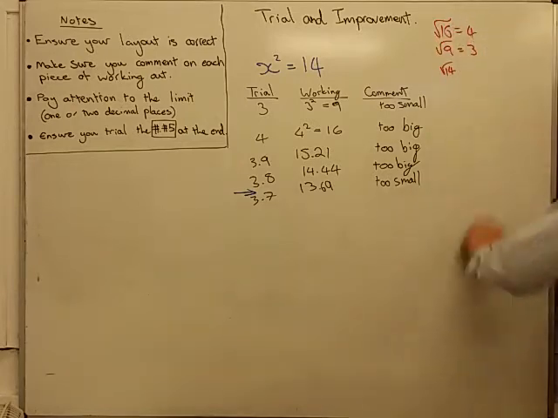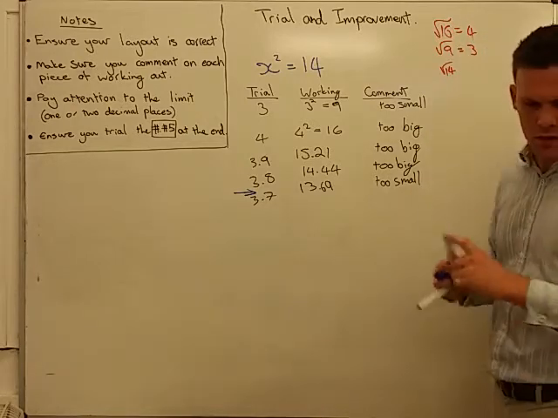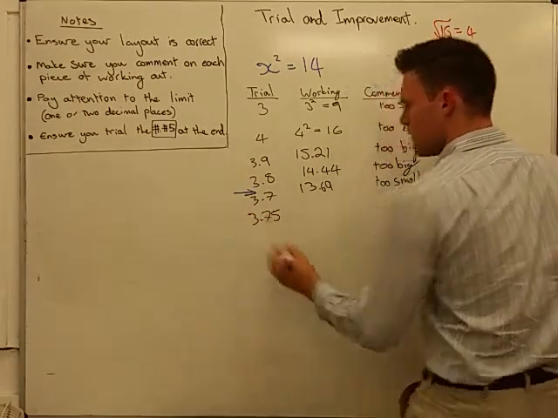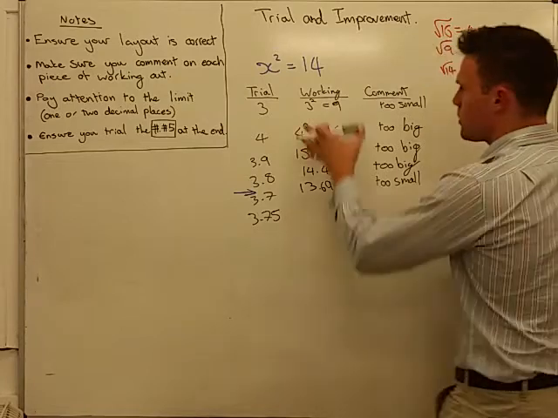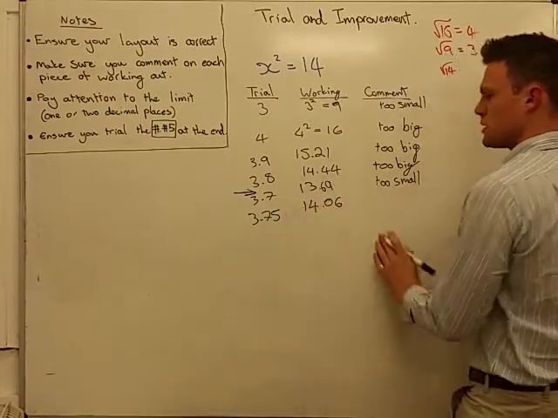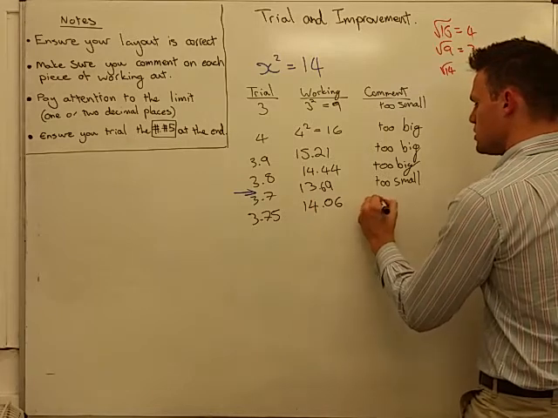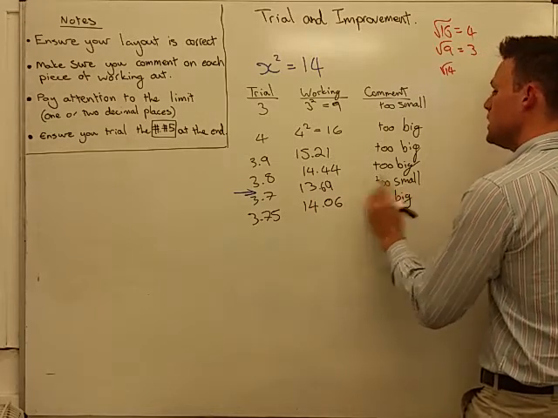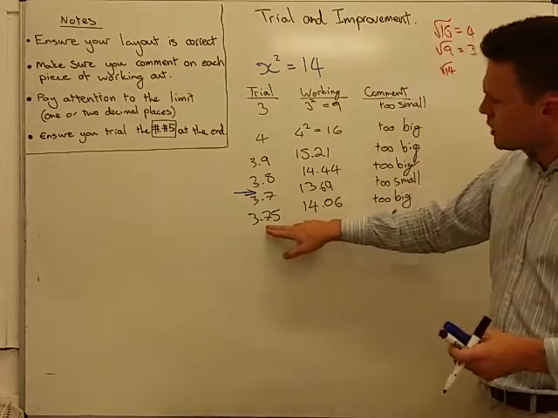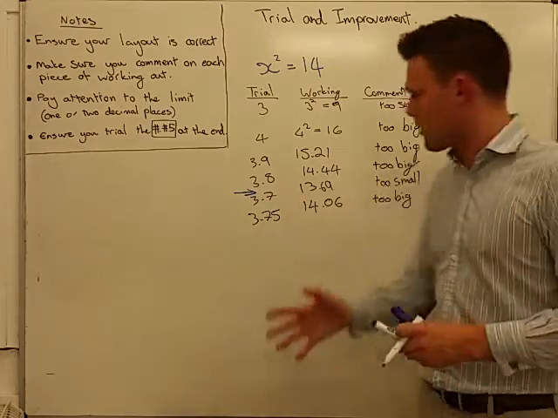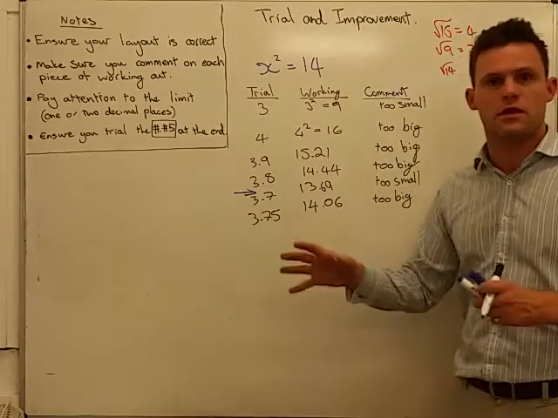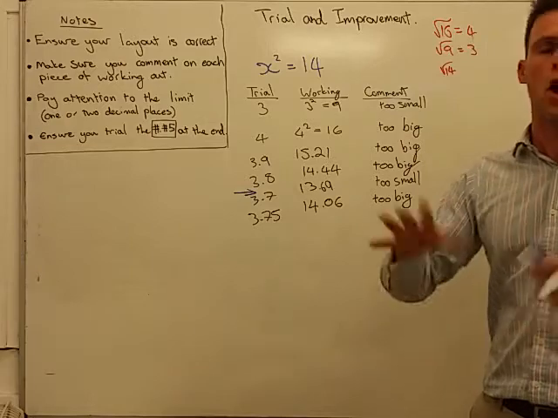Alright, so let's try between 3.8 and 3.7. Let's just try 3.75. If we do 3.75 squared, we end up with 14.06. And that is too big, but it's really, really close. Now, I could continue on and on and on. I could then try 13.76. That would probably be, 13.74, that would be too small. And then I could try 13.752, and on and on and on.